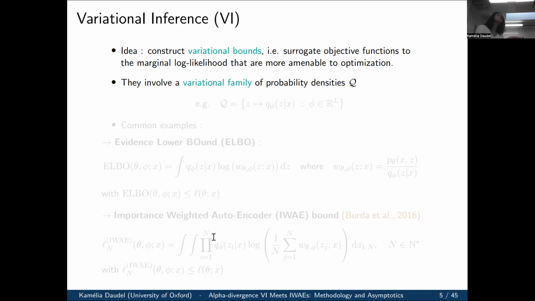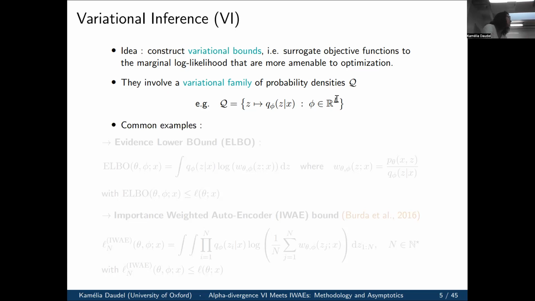A key ingredient when you try to construct a variational bound is the variational family. We're going to work with the variational family of probability densities that are denoted Q. In the context of this talk, and as a general example, this variational family is going to be of the form I've written there. So I'm going to have q_phi of z knowing x. So it will depend on a parameter phi, which will evolve in this space here.